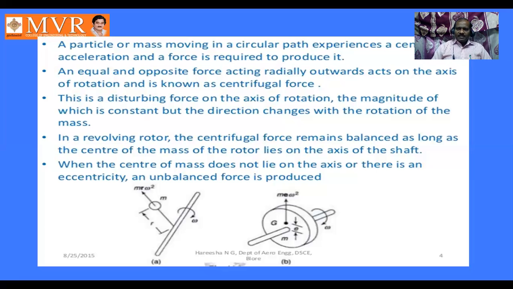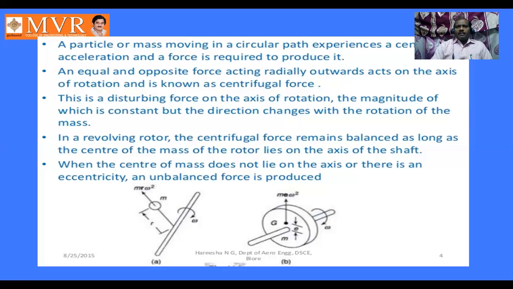That means if it is at the center, it can go for a number of working cycles. If it is not at the center, that is, it is at eccentricity, it leads to different types of unbalanced conditions. Those unbalanced conditions can be brought to a balanced condition by redesigning or by modifying this.